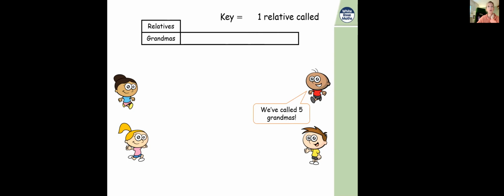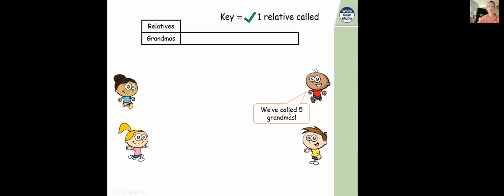Oh, yeah, we don't know what we're going to draw, do we? Why don't we know what we're going to draw in our pictogram? That's right. We've not looked at the key. And when we're doing pictogram work, the key is so important. We can't just make it up. We have to follow the instructions. So let's work out what picture they're asking us to draw. There we go. Can you see? The key tells us that a green tick represents 1 relative that has been called. 1 green tick is 1 relative.